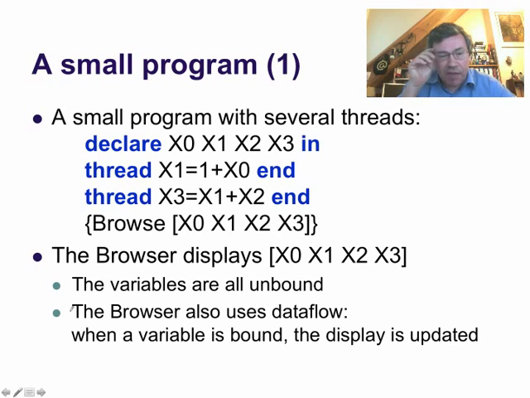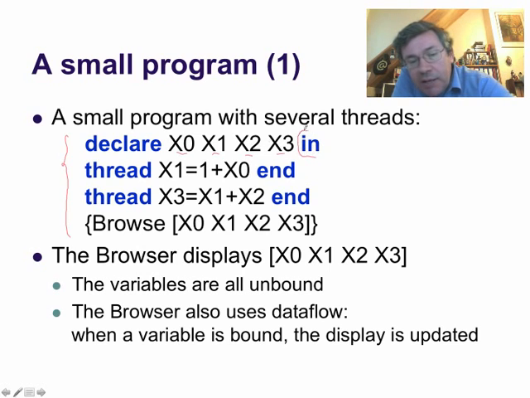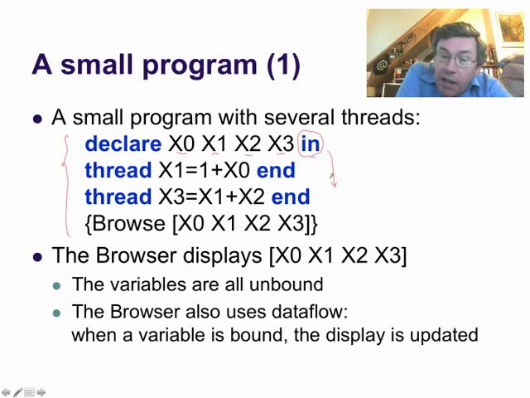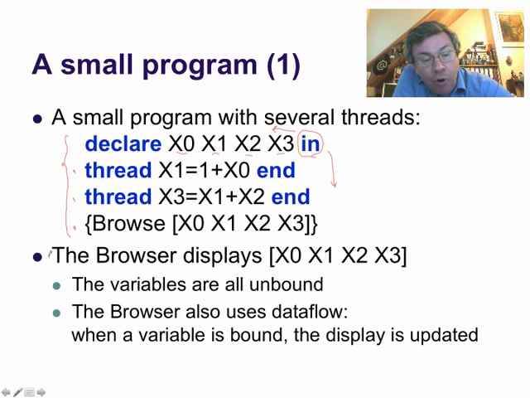Here's a simple example with several threads. I have 4 identifiers corresponding to 4 variables, and putting the in here means that everything that comes after is going to be executing and not defining identifiers. Everything that comes before the in is defining. So the declare in is like a local in. Here we have a thread doing an addition, another one, and then a browser which browses all 4 in a list. It starts out by browsing 4 unbound variables. Notice the browser is also a data flow program. When a variable is bound, it will update the display.